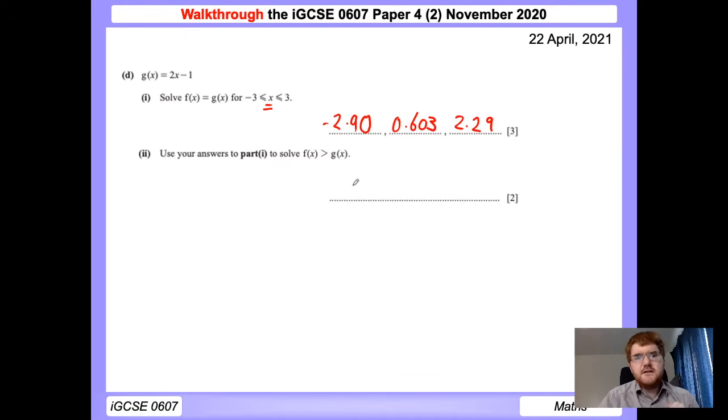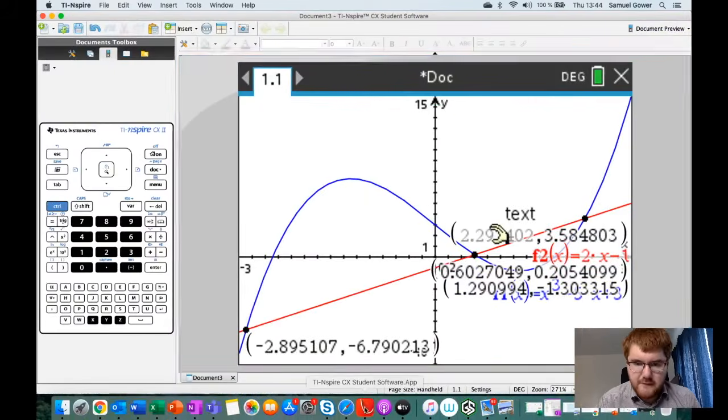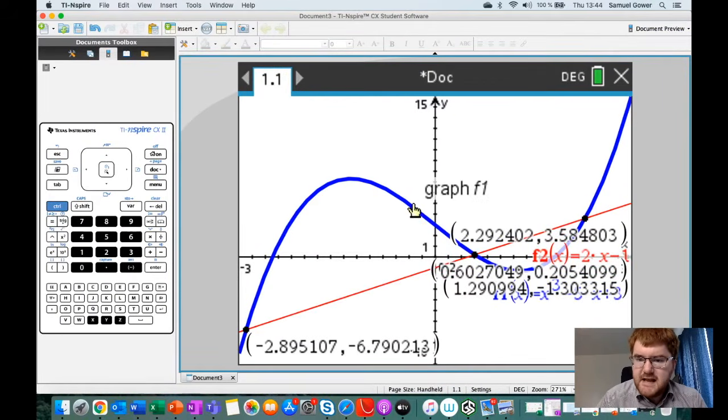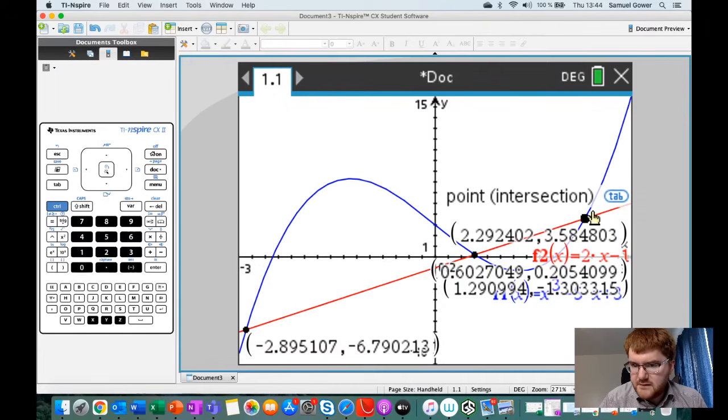Now this is the part that is really that discriminator question between A and A star, so we need to be careful here. Use your answers in part 1 to solve f of x is greater than g of x. So if I was to do a quick look at my GDC, what we're looking for is when the function, the blue function, is bigger than the red function, okay? And we've already worked out the intersection points, and hopefully you agree here, the blue function is bigger than the red function between this point and after this point, okay?